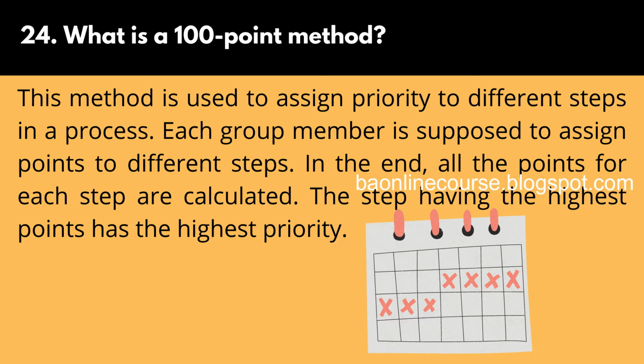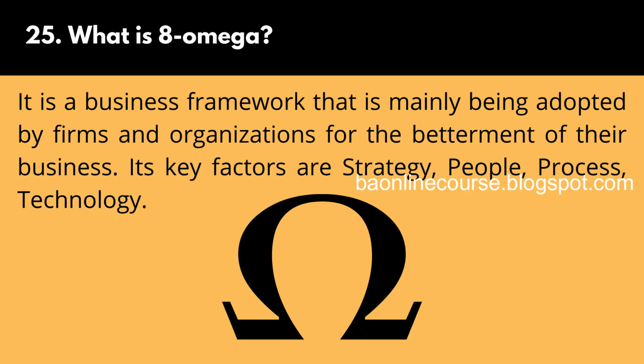In the end, all the points for each step are calculated. The step having the highest points has the highest priority. Next question number 25. What is 8 Omega? It is a business framework that is mainly being adopted by firms and organizations for the betterment of their business. Its key factors are strategy, people, process, technology.